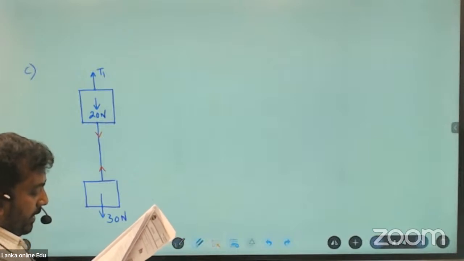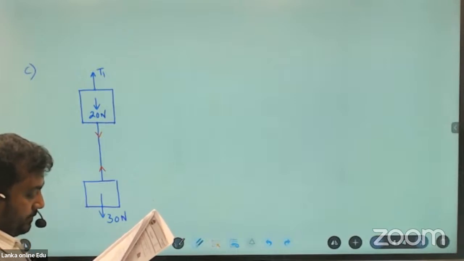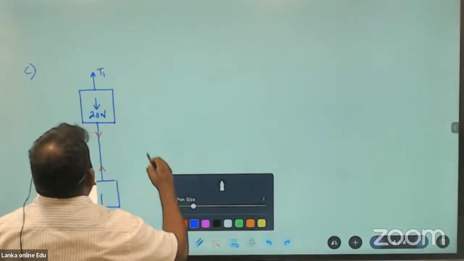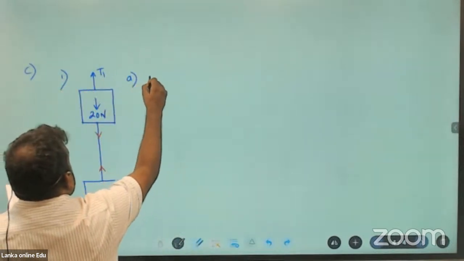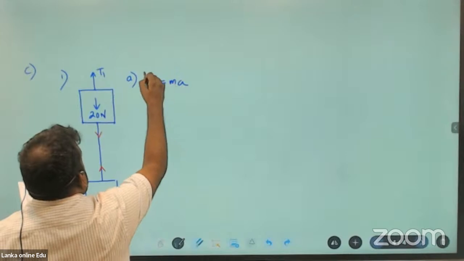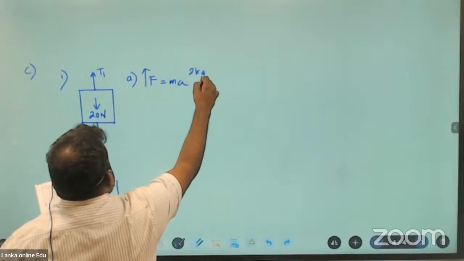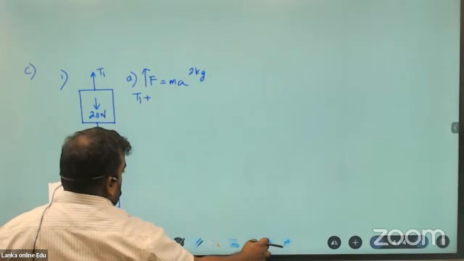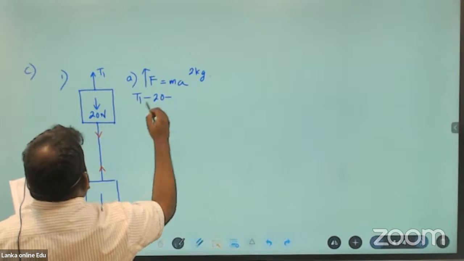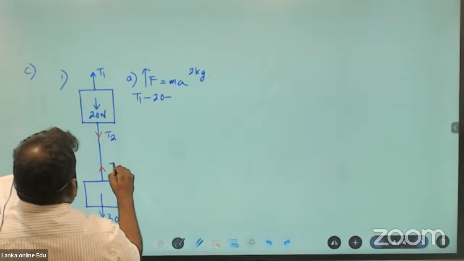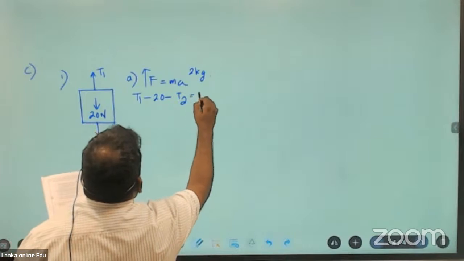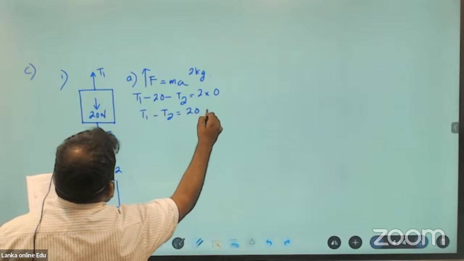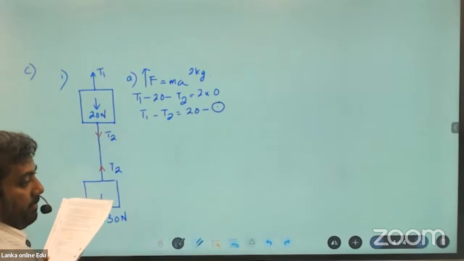Find the tensions T1 and T2 when the mass is at rest. So Roman 1, part A. F equals ma vertically on the 2 kilogram: T1 minus 20 minus T2 equals mass into no acceleration. T1 minus T2 is 20. Equation 1.